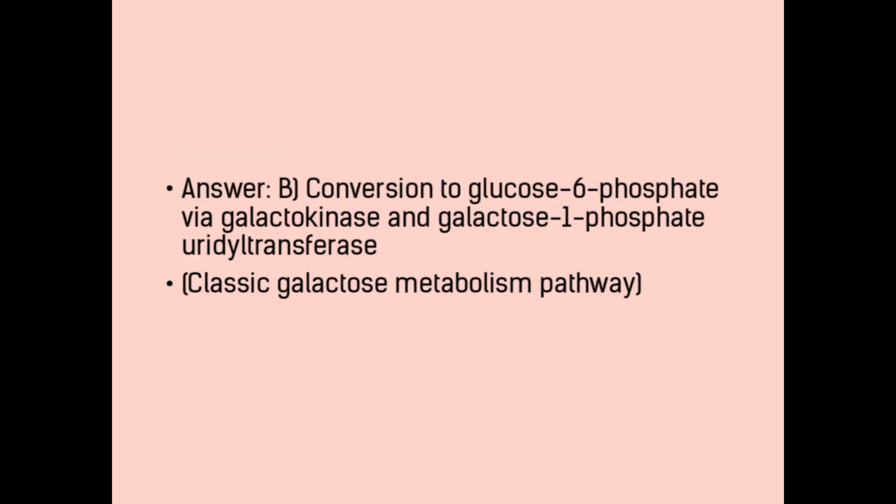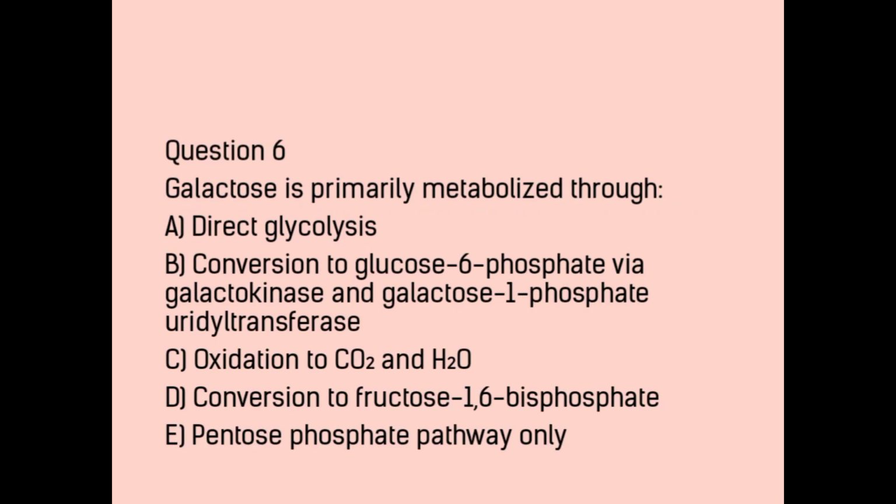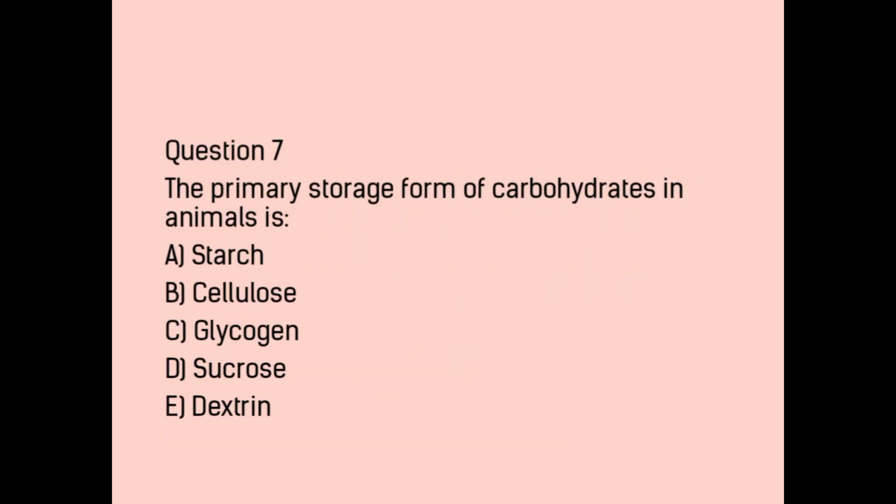This is your answer. For our answer here is the conversion of glucose phosphate via galactokinase and galactose 1-phosphate uridyltransferase. So this B is the answer, and it's kind of obvious if you know the pathway well. Moving on to the next question.